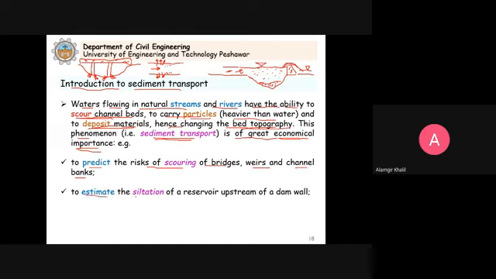Another reason is to estimate the siltation of the reservoir upstream of the dam. This is what I already explained. As these sediments are coming, they get deposited, then next time up to here, then up to here, and up to here. So you can see the storage capacity of the reservoir is affected. In fact, the life of the reservoir will depend on this sediment inflow to the reservoir.